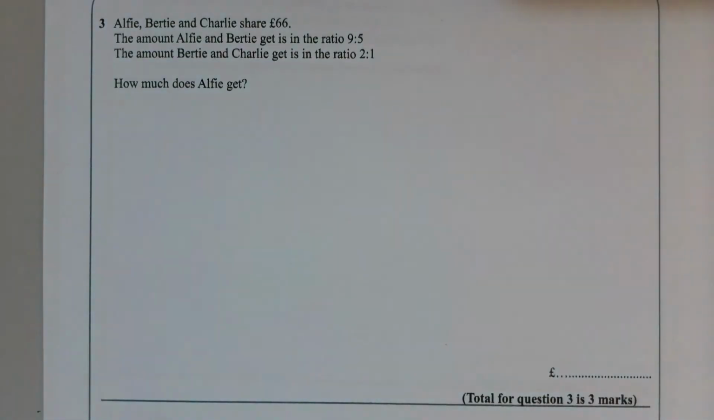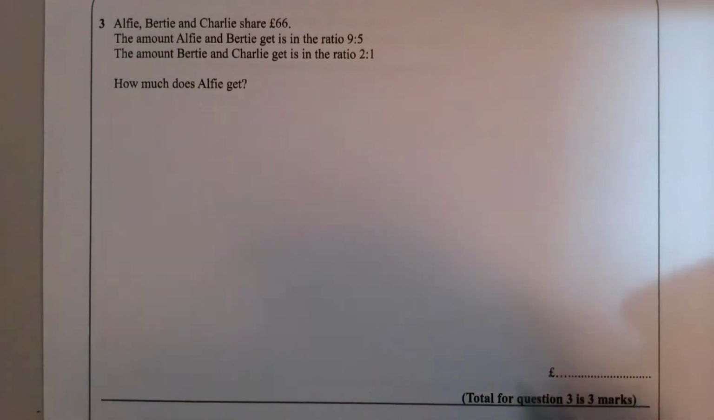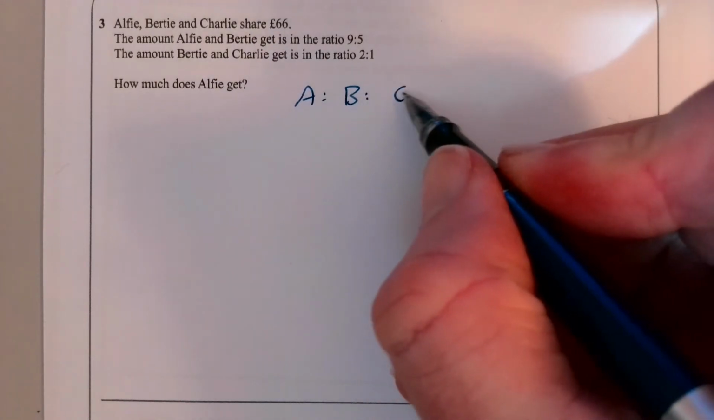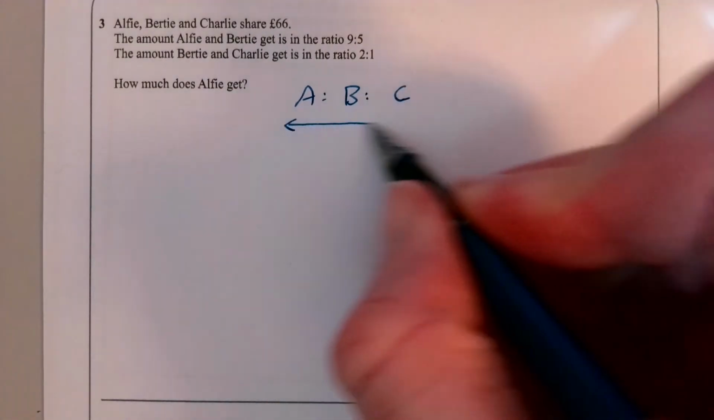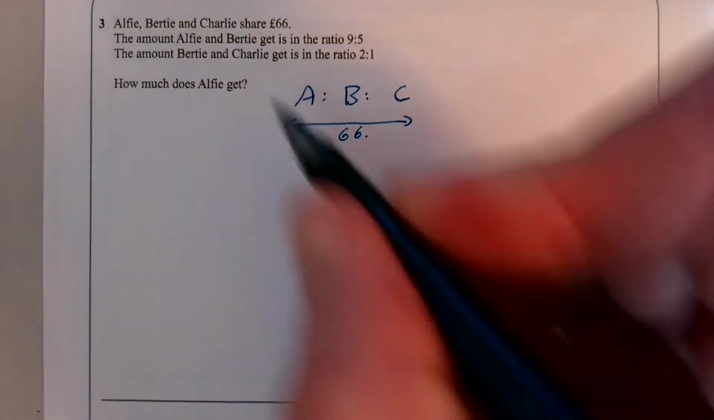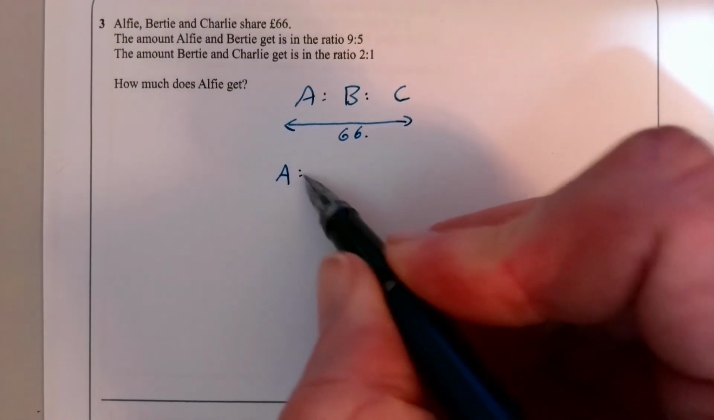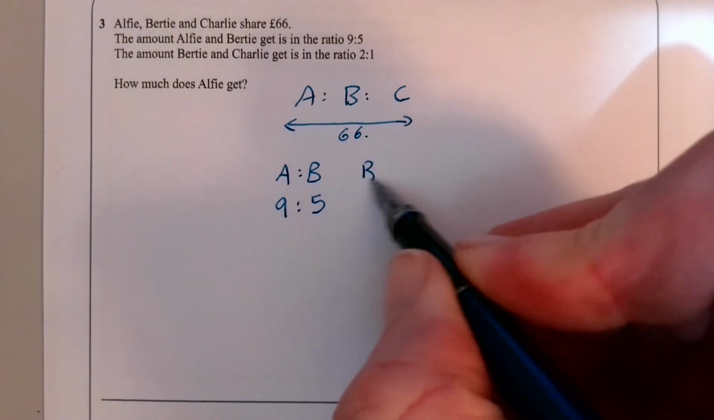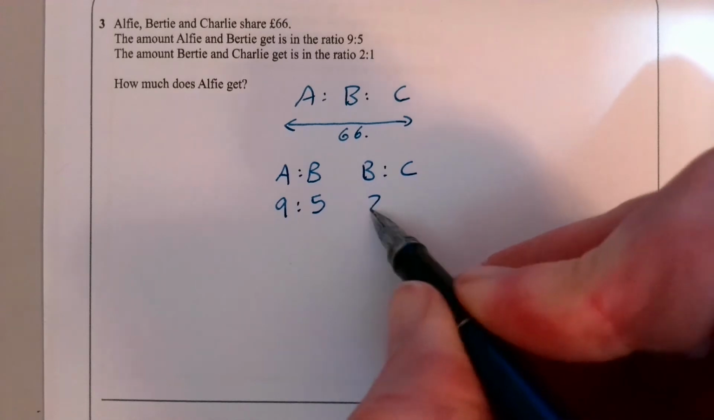Okay, here's question 3. Pause the video, have a go, and then see if you agree with me. So we need to know how much Alfie gets. We know Alfie, Bertie and Charlie are sharing £66 all together. So A to B to C is 66, but we know that Alfie to Bertie is 9 to 5, and Bertie to Charlie is 2 to 1.